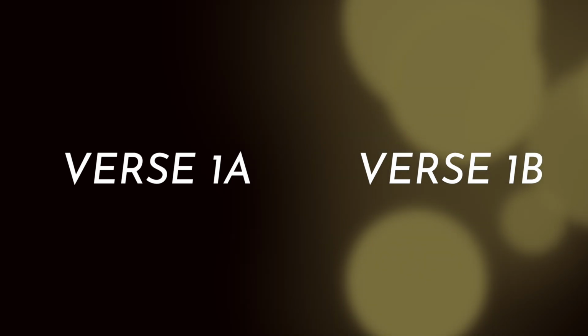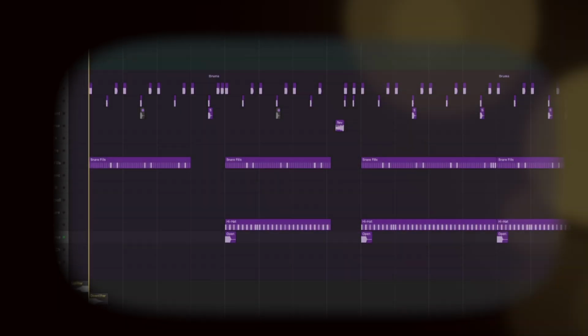Now listen to the verse 1A into verse 1B transition and see how much variation all these little things add to an otherwise completely identical drum groove.